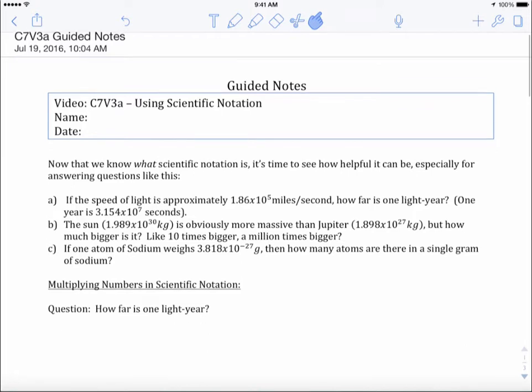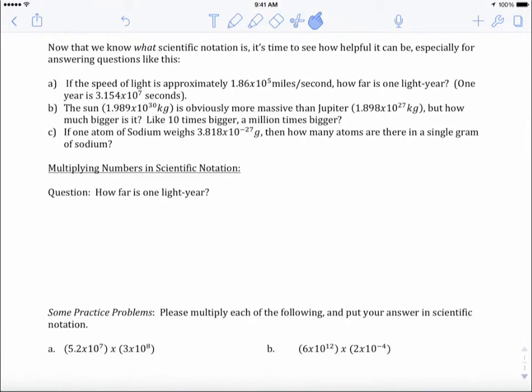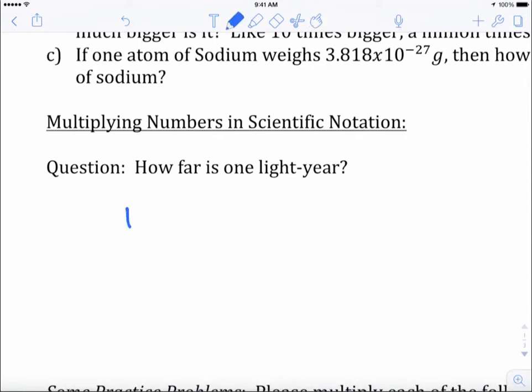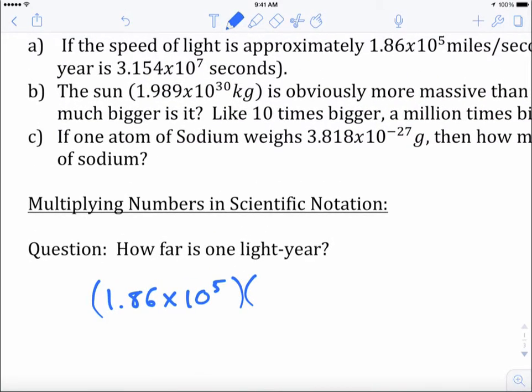So let's answer our first question, how far is 1 light year? And in so doing, we will find a general way to multiply numbers that are in scientific notation. If you told me that light travels this many miles every second, and this is how many seconds there are in a light year, and asked how far light travels in 1 year, I would take this speed, 1.86 times 10 to the fifth miles per second, and multiply it by however many seconds. So to find how far 1 light year is, I'm going to take 1.86 times 10 to the fifth and multiply this by the number of seconds in a year, which was 3.154 times 10 to the seventh.